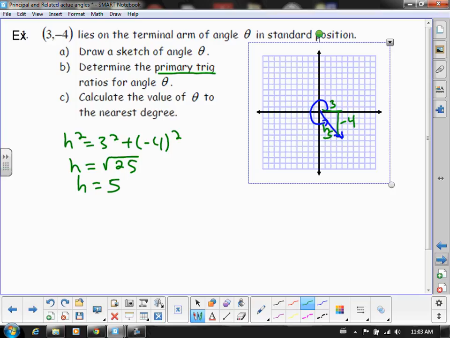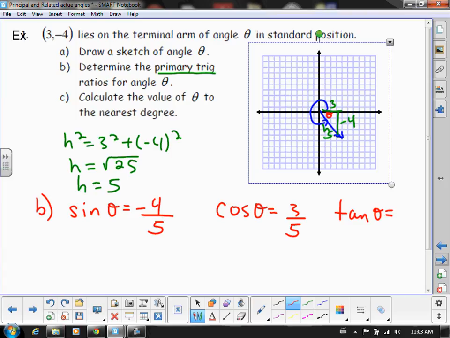So now when we look at this, we want to state our primary trig ratios. So for part B, I know that the sine of theta has to equal opposite over hypotenuse. So that's negative 4 over 5. So my angle that I'm going to look at is in here. Cosine of theta is going to end up being 3 over 5. And then tan of theta is going to end up being opposite over adjacent, so negative 4 over 3.